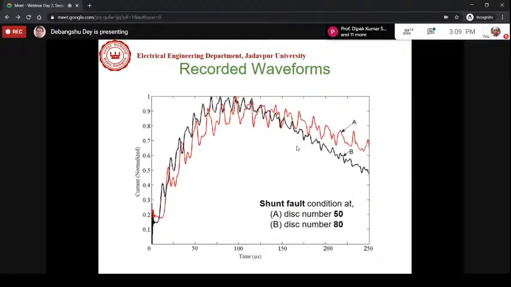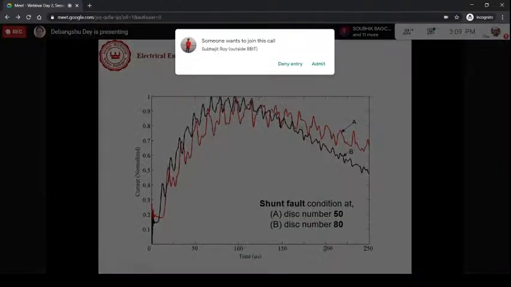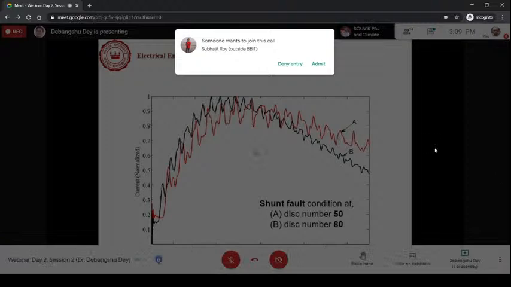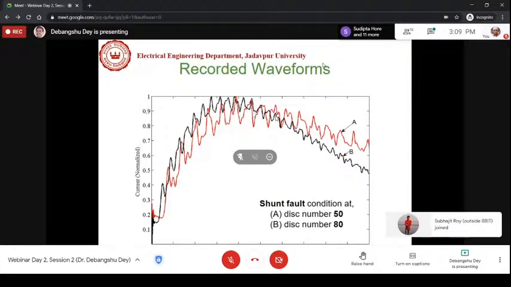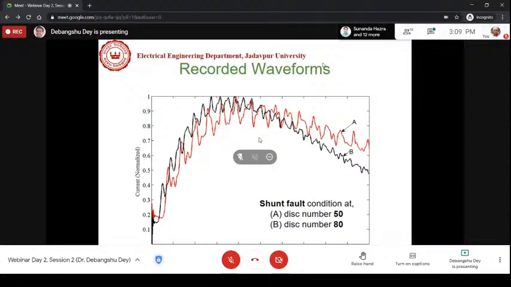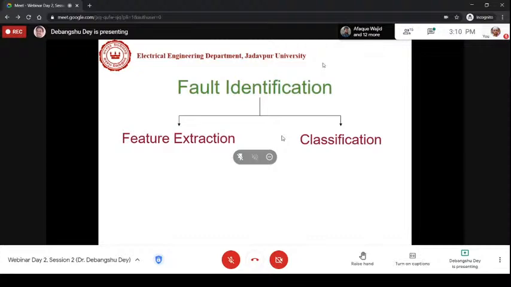Again, for the shunt fault, you can see the red and the black curves at disk number 50 and 80. The shunt fault waveforms are quite different, but it is very difficult to distinguish them. If the fault occurs at 51, 52, 55 or, say, 70, it is difficult to identify. So that is why we have to apply some signal processing tool as well as some machine learning algorithm, so that your program can do the job for you.